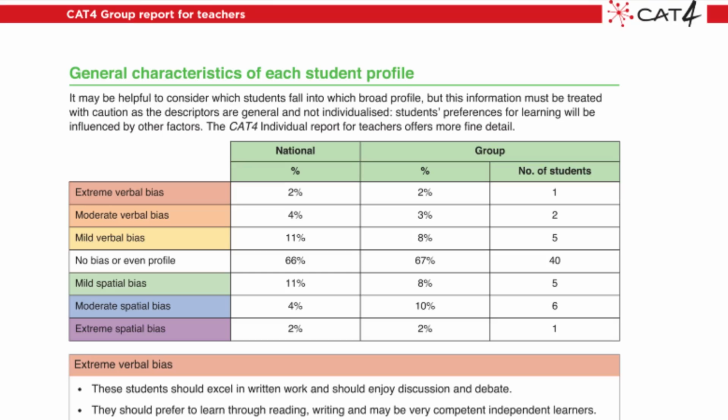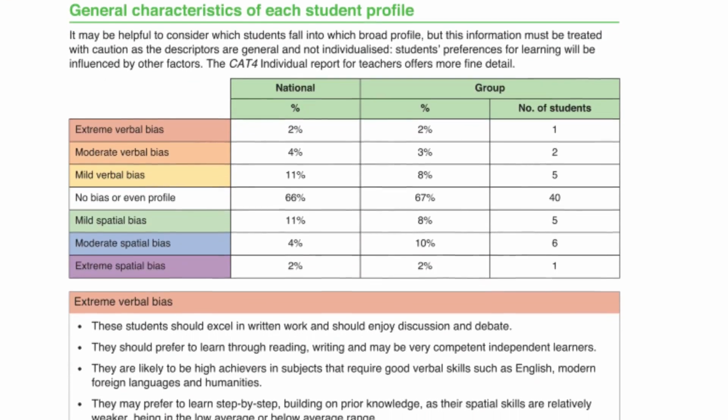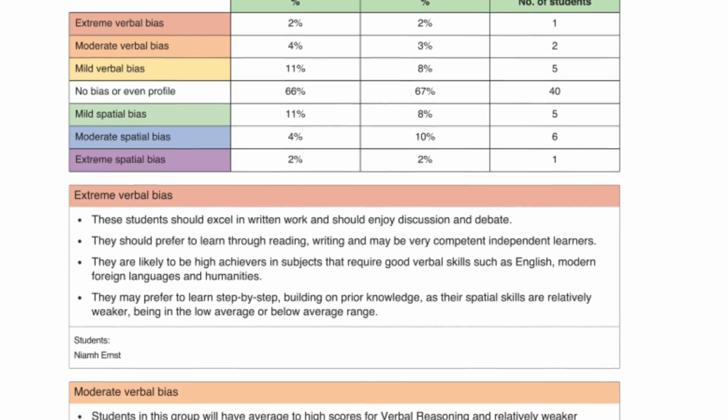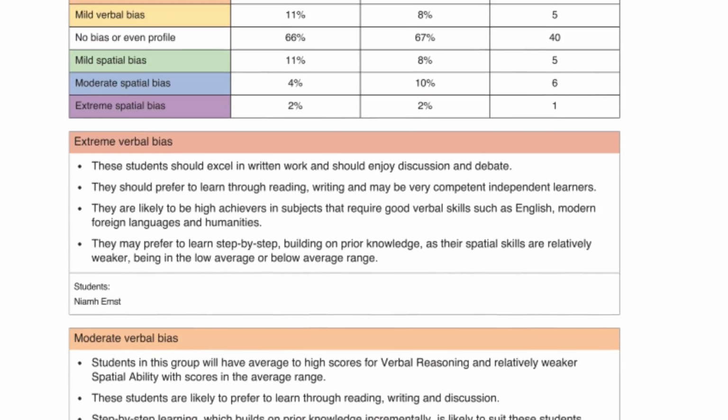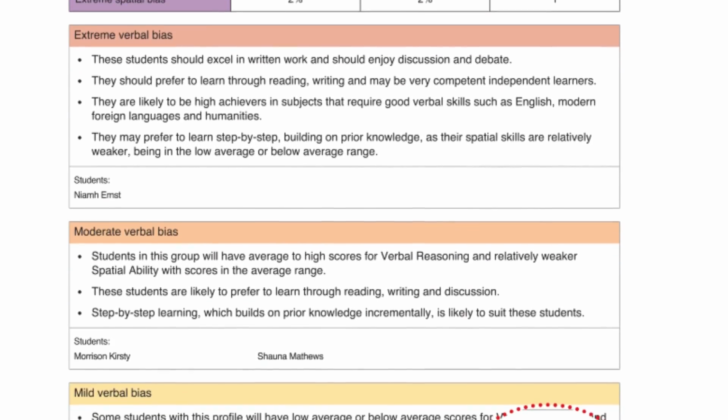To ensure that an individual's bias is recognised, this report lists the names of the students that fall within each of the 7 groups, from extreme verbal bias to extreme spatial bias. Bullet points giving possible characteristics of the type of bias are also given here. Implications for teaching and learning are further explored in the individual student report for teachers.